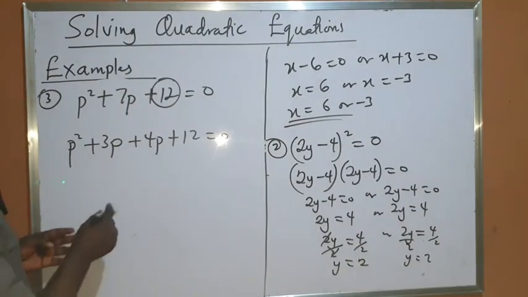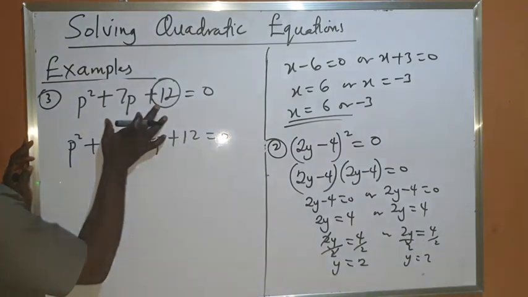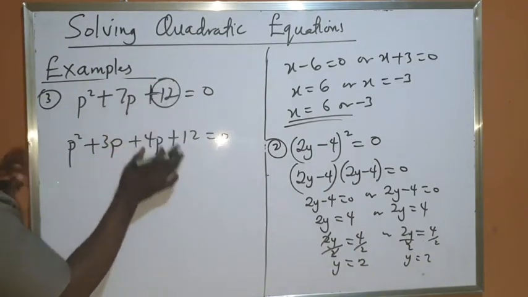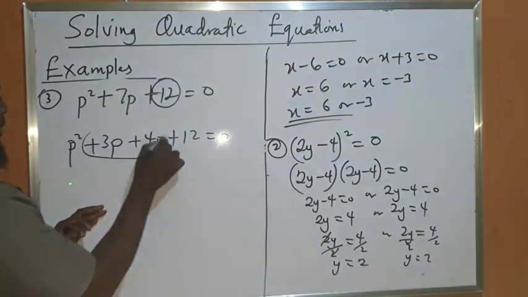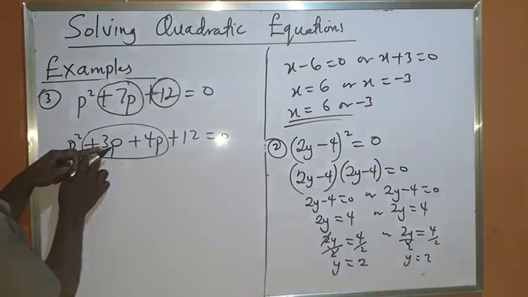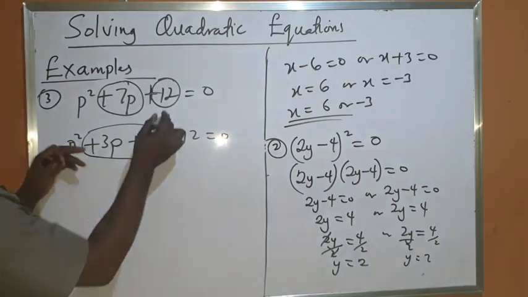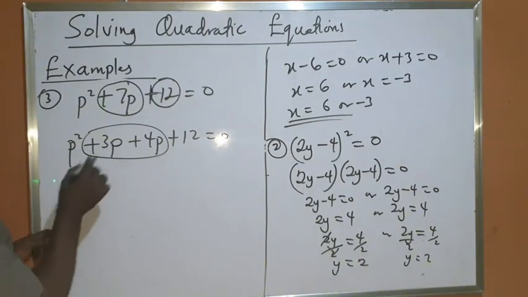We've learned factorization before. In this case, we had 3 terms, and we have made it 4 terms. If you look at what we have here, this one is the same thing as this. When you multiply 3p times 4p, you get 12p squared. So that is how to do that.